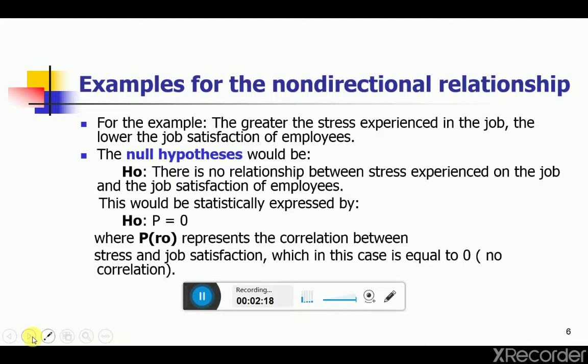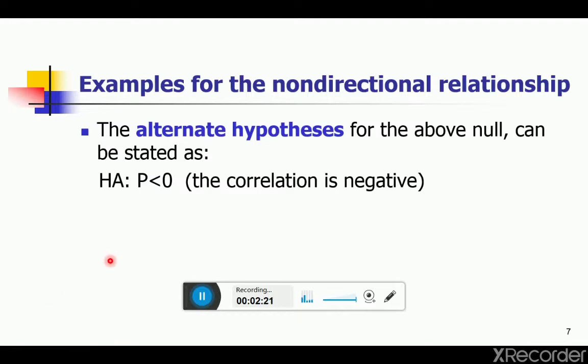On the other hand, the alternative hypothesis for the above null hypothesis can be stated as rho not equal to 0. It is non-directional. When rho is not equal to 0, simply stated, that will be known as your non-directional relationship or non-directional hypothesis.